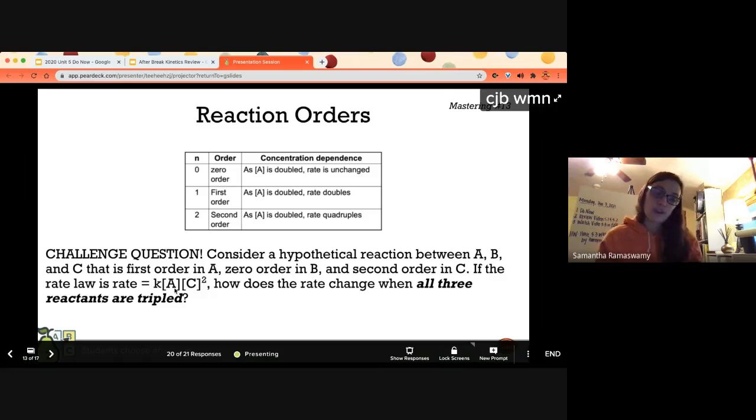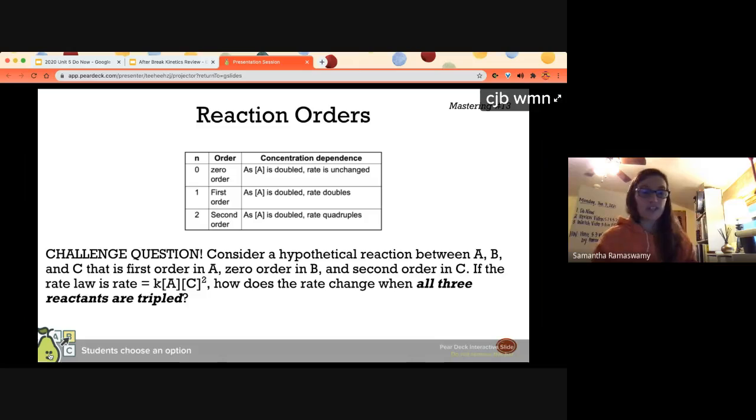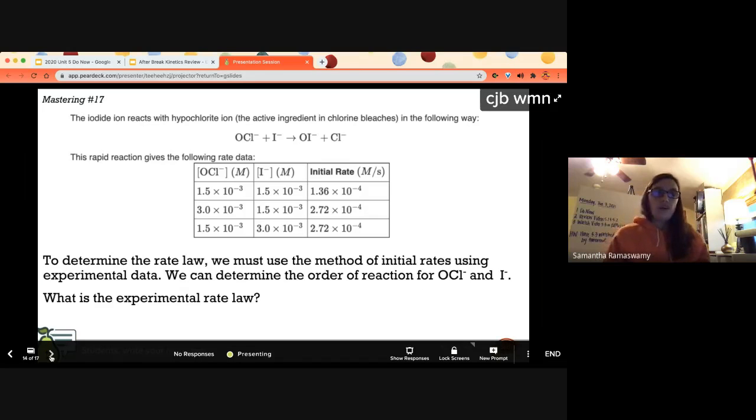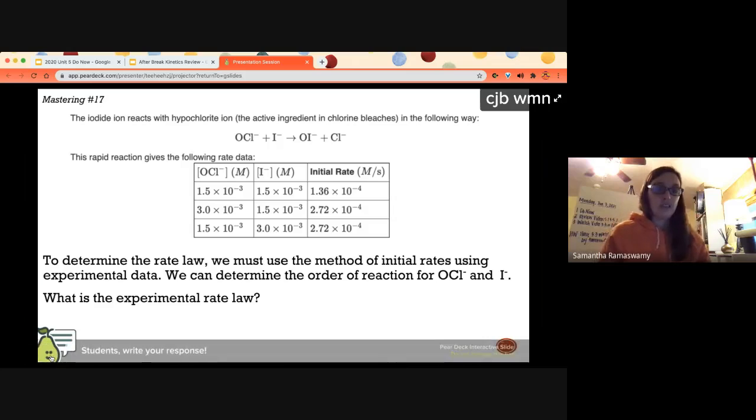Plug in a 3 for the concentration of A and a 3 for the concentration of C, because you're tripling. So you're multiplying by 3. Well, 3 squared is 9. 9 times 3 is 27. So again, this was all part of number 13 of mastering. Now this is looking at number 17 from mastering.